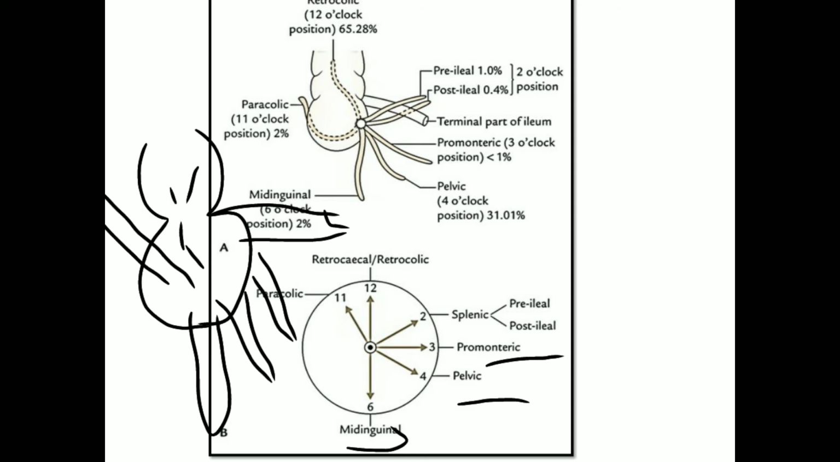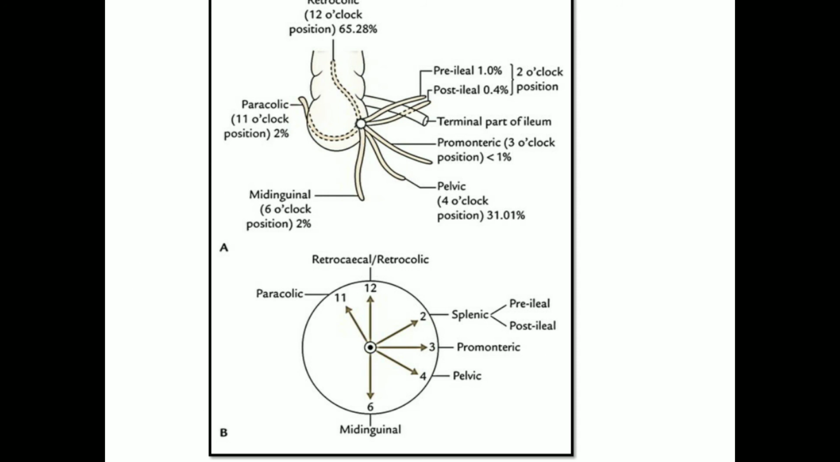These are the different positions of the appendix, and you have to learn them: splenic, promontoric, pelvic, mid-inguinal, paracolic and retrocolic. The commonest one is retrocolic. About 60% of individuals have a retrocolic appendix. In 30% of individuals, it is pelvic in position. So the commonest is retrocolic, and the second commonest is pelvic.